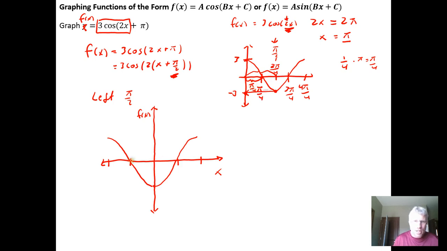So this is negative pi over 4, negative 2 pi over 4. This would be negative 2 pi over 4. This would be negative 1 pi over 4, and then 0 pi over 4, pi over 4, and 2 pi over 4. And I could reduce these if I wanted to. And now I need to mark in my amplitude. It's going from 3 to negative 3, and now I have one period of a correctly shifted graph of the cosine function.